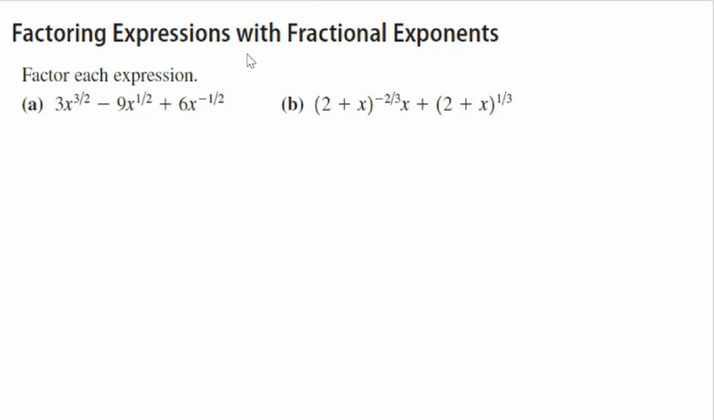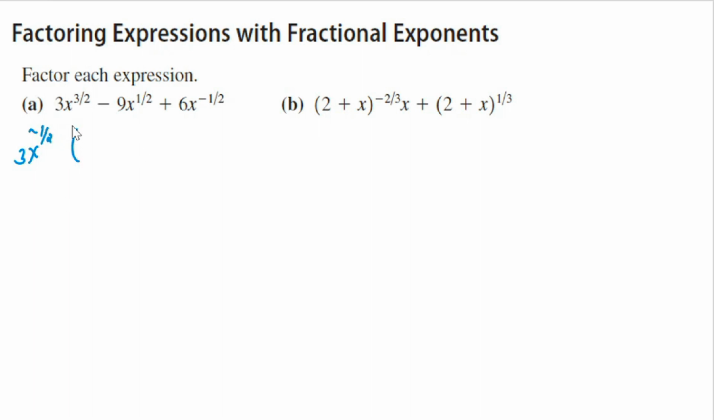Among the exponents, we have 3 halves, positive 1 half, and negative 1 half. Therefore, the smallest exponent is negative 1 half. But what about their numerical coefficients? Between 3, 9, and 6, the lowest coefficient is 3. So for letter A, we have 3x. Since the lowest exponent is negative 1 half, I write negative 1 half. Okay, the common factor is 3x to the power of negative 1 over 2.